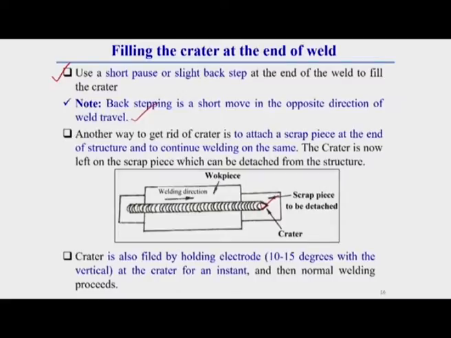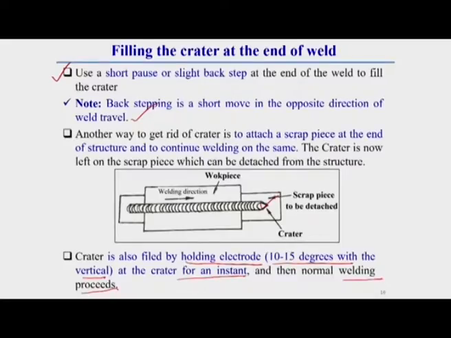The crater is also filled by holding the electrode. The holding angle of the electrode is around 10 to 50 degrees with the vertical. You hold the electrode at the crater for an instant and then normal welding proceeds. That means wherever there is a crater, hold the electrode for a particular time and then normal welding proceeds. This way also you can eliminate the crater.